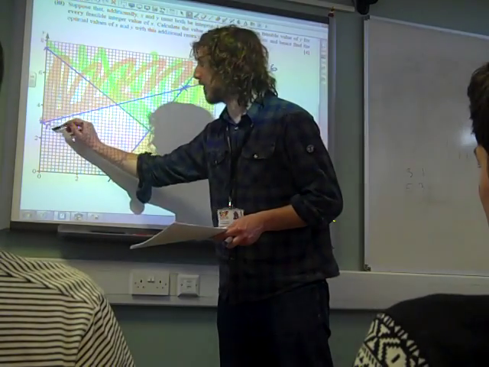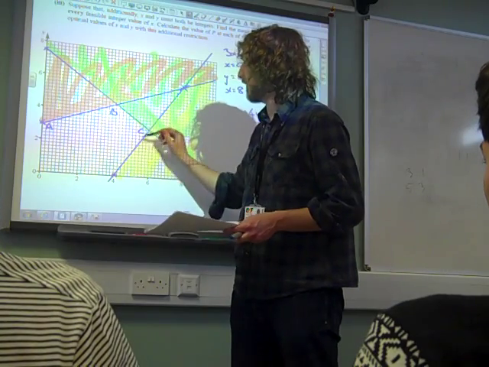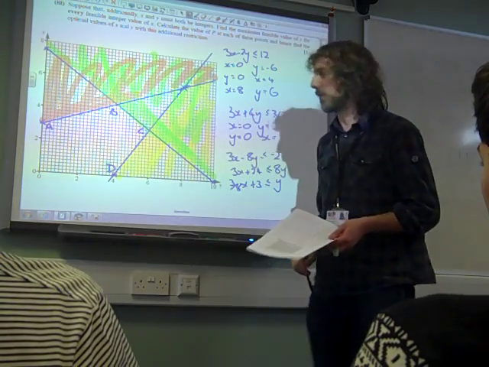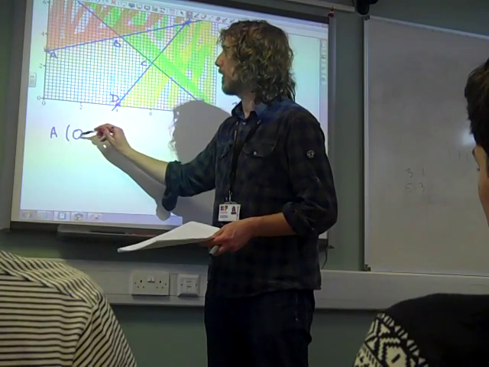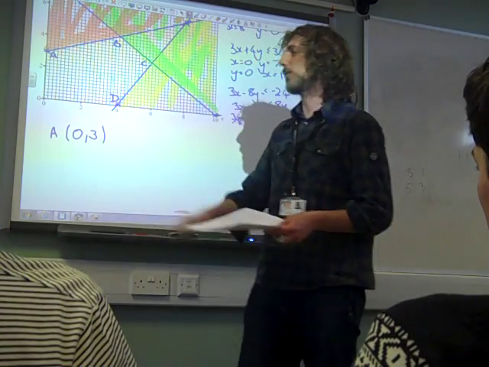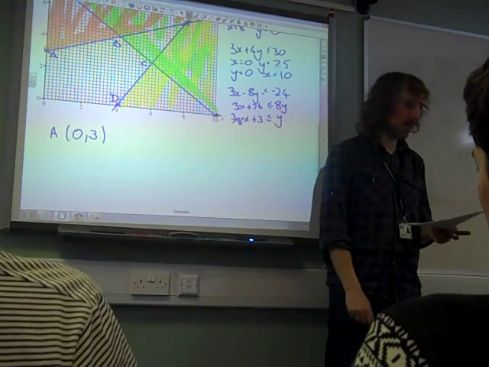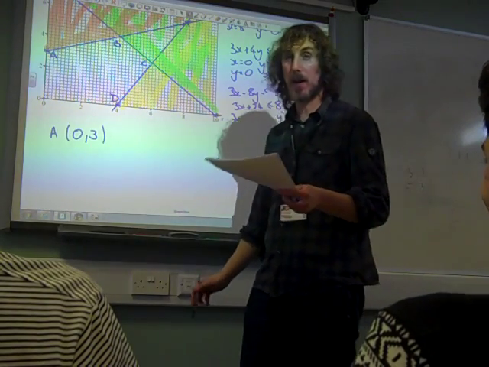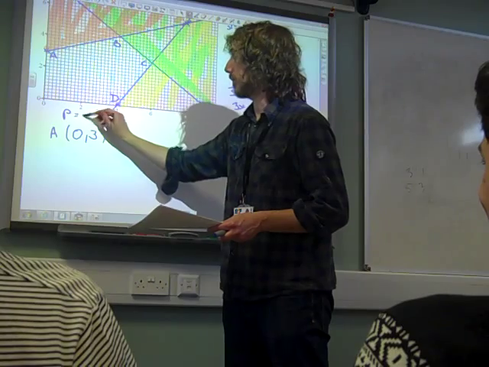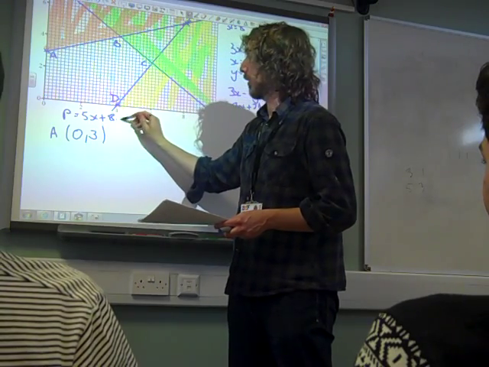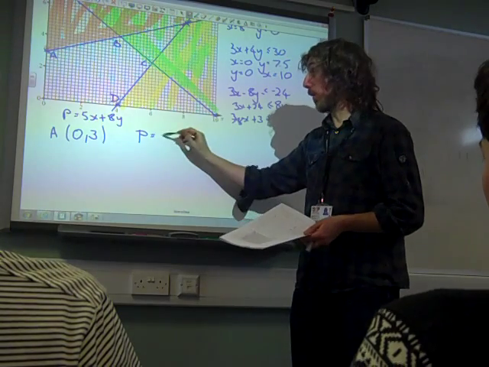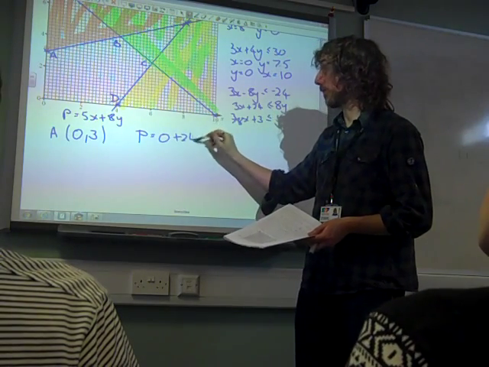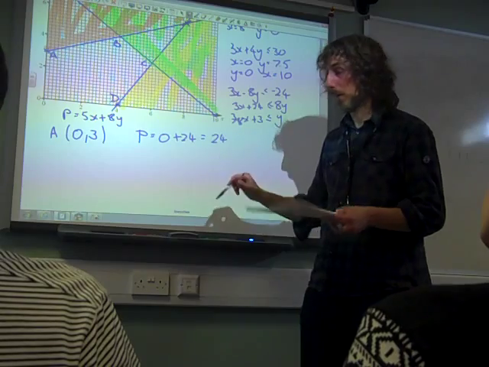Let's call these A, B, C, and D, and let's work out what these points are. The point A is the point 0, 3. We know that from when we set up the equations. P is 5x plus 8y. So at A, P is 0 plus 24, which is 24.